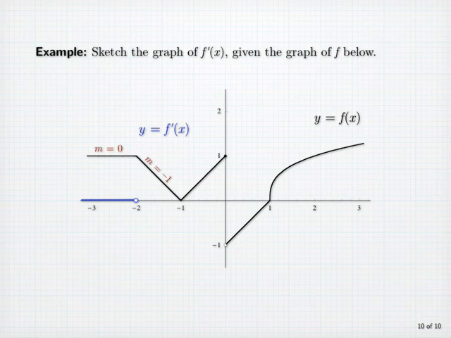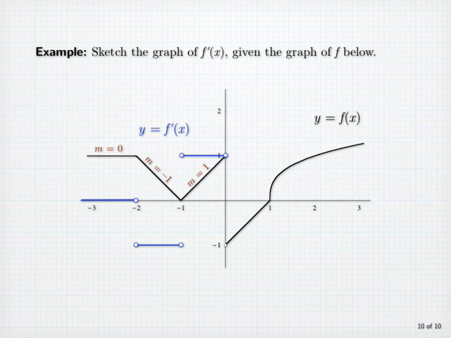So the graph of the derivative between minus 2 and minus 1 is a horizontal line at y equals minus 1. And notice there's another corner point at x equals minus 1 on the graph of f, and so f prime of minus 1 does not exist. Now between minus 1 and 0, the graph of f has slope 1, and so the graph of f prime over that interval looks like this. Now the graph of f has a discontinuity at x equals 0, so f prime of 0 doesn't exist.